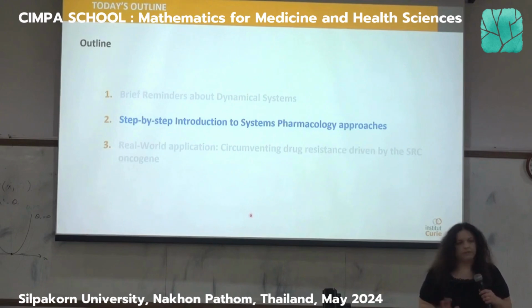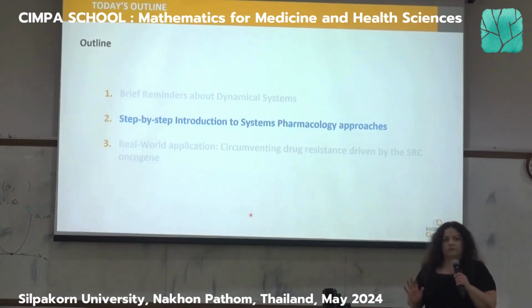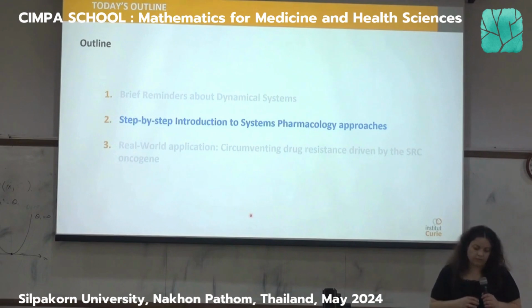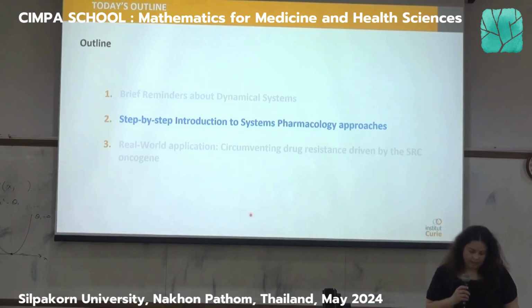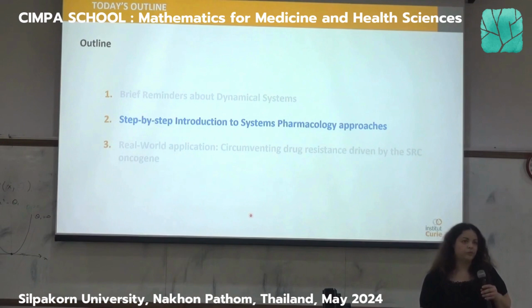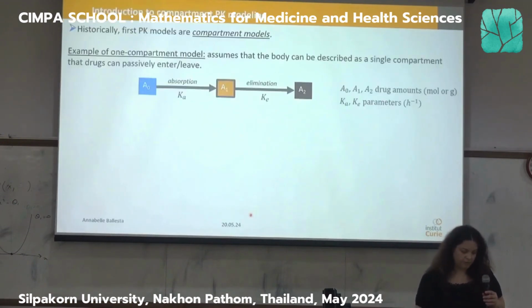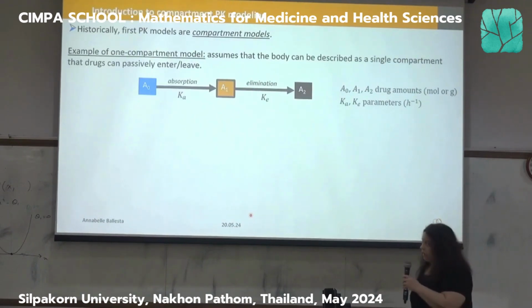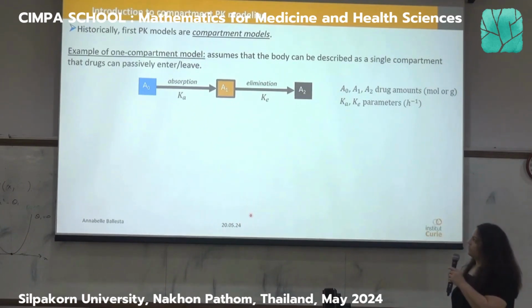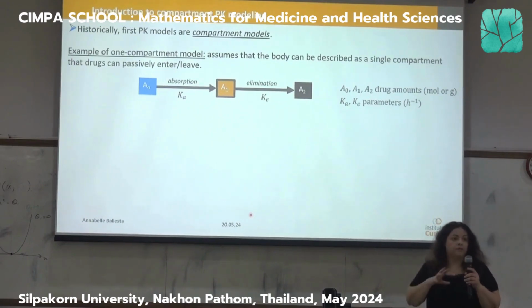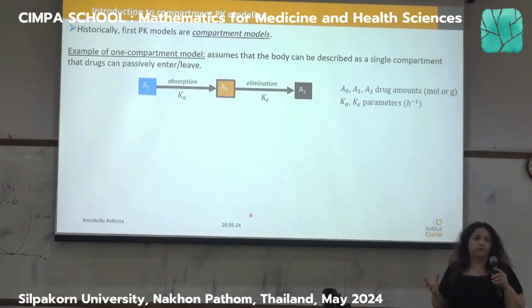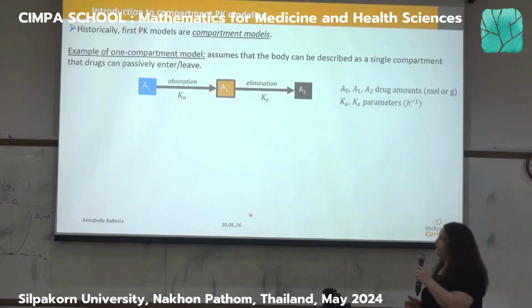Okay, so that's already the end of the reminders of the mathematics. As you can see, that was really short. And so now let's go to quantitative systems pharmacology. So I will first introduce very briefly the first type of mathematical model I was talking about, which is the compartment model. I will introduce the most simple one, which is the one compartment model.